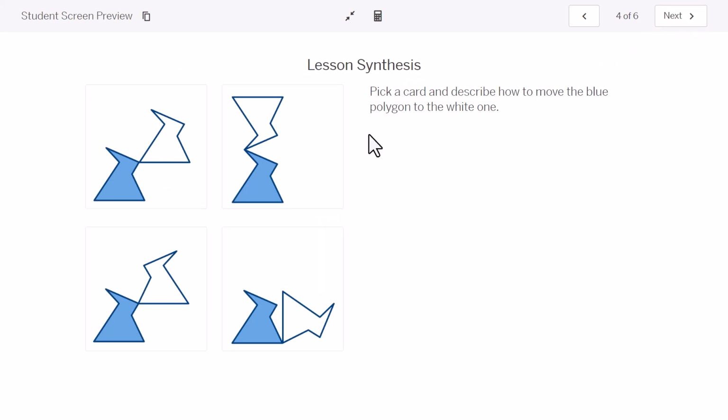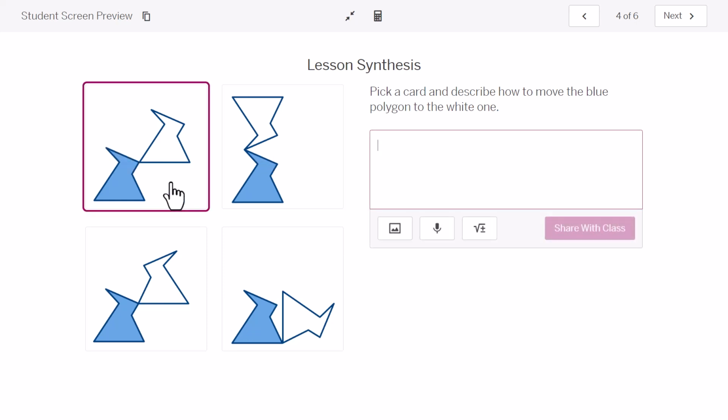So let's try this one more time. Pick a card and describe how to move the blue polygon to the white one. Let's just choose this one in the upper left. And to me, that looks like a translation where I'm just sliding it because it hasn't flipped around to face the other direction. It's not a reflection. And I haven't pivoted it and turned it, like I haven't nailed down this little blue bunny nose and pivoted on that point. It's just been slid without changing really direction.